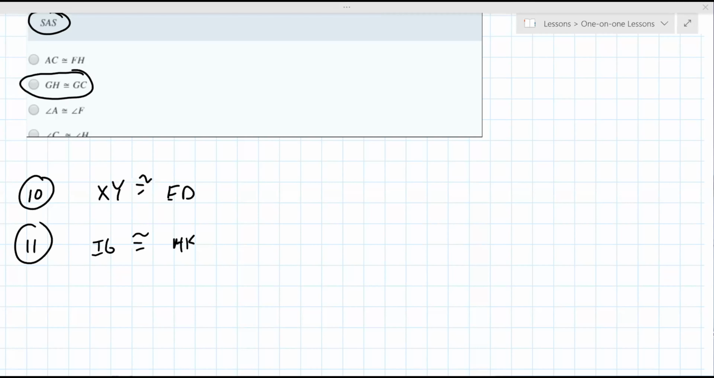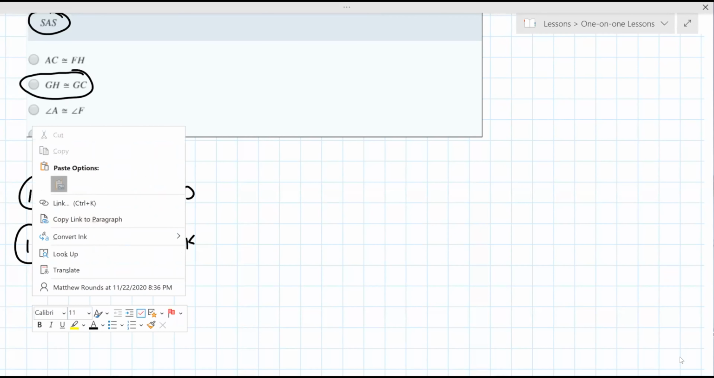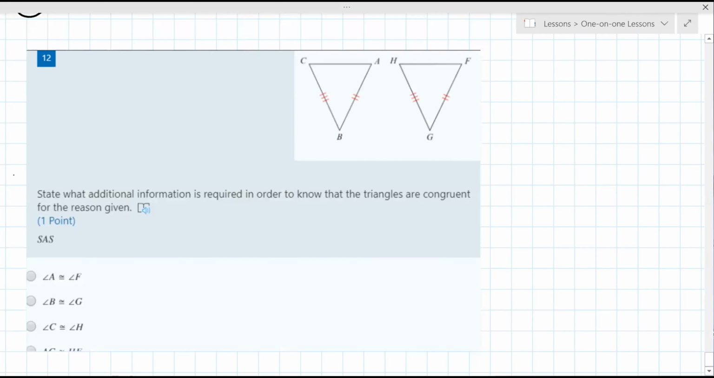Okay, so they're basically saying what you said is true if you were using side side side, but they're saying no, don't use side side side. Use side angle side. So this angle's got to be congruent to this angle. Yeah. Another thing is that option wasn't there, I don't believe. Well, actually, it was there, which is interesting.